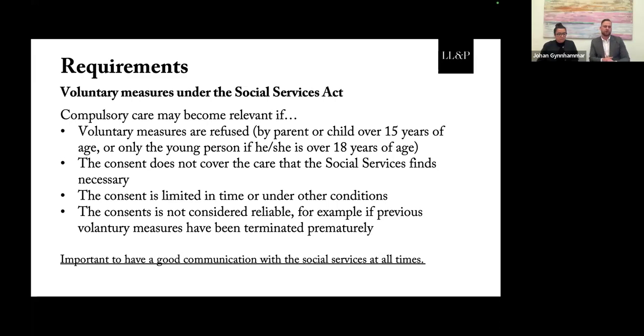Important when it comes to voluntary measures is that you need, as a parent or as a child, to have good communication with the social services at all times, even if you don't agree with them, even if you think that this is a hurtful process. It is still very important to be kind, to be open, to listen, and to have good communication. Of course, you can provide your view on things and what you think is the best thing, but remember to always be respectful, because you want to be viewed as someone who is open.